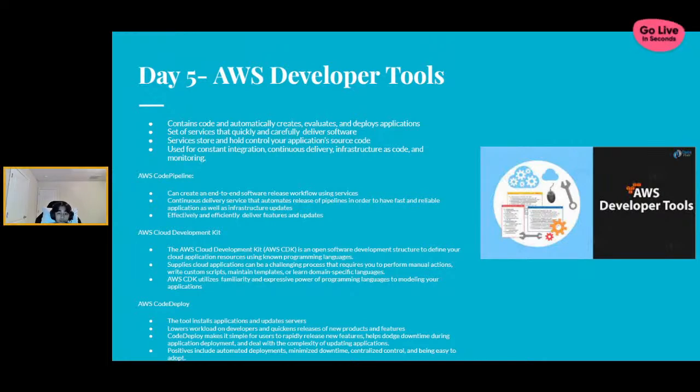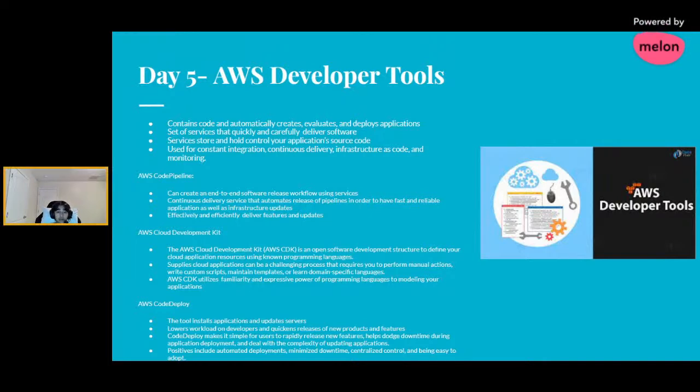AWS Cloud Development Kit is an open source software development framework which is used to define your cloud application resources using known programming languages. It supplies cloud applications, and it can be a challenging process that requires you to perform manual actions, write custom scripts, maintain templates, or even learn domain specific languages. AWS CDK utilizes the familiarity and expressive power of programming languages in order to model your applications.